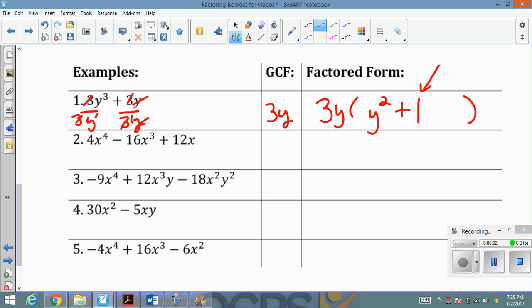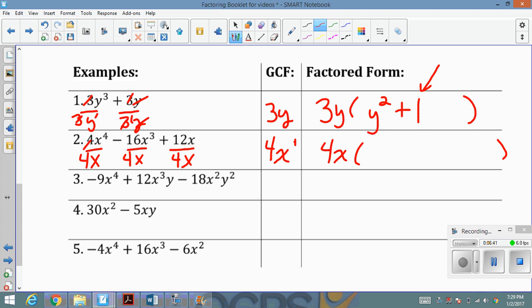Okay, let's take a look at example 2. So my coefficients, 4, 16, and 12. If you need to list the factors, go ahead and do so. But I can very quickly see 4 is my common factor. It's my smallest number and goes into the others. Then x to the fourth, x cubed, and x. The x is common, and the smallest exponent, again, of 1. So I'm going to have 4x times something. And to figure out that something, I divide each term by 4x.